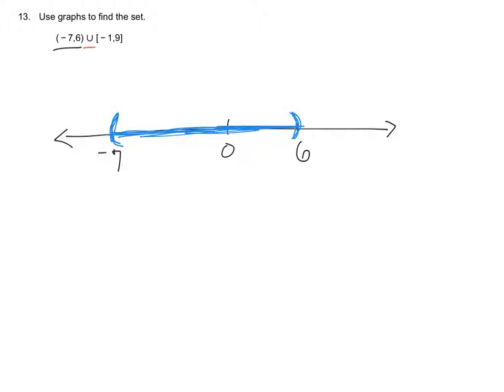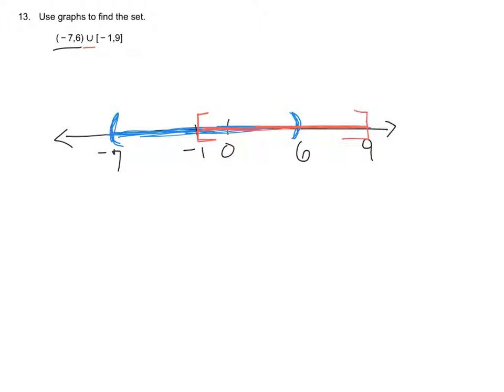My second interval is -1 to 9. So we'll put a -1 here to 9. Now the -1 is included, so I'm going to put the bracket, and that goes all the way to 9, which is also included. So my second interval is represented by the red.